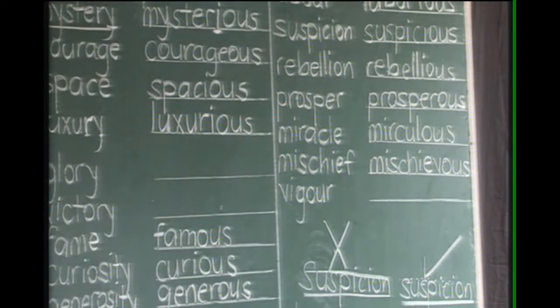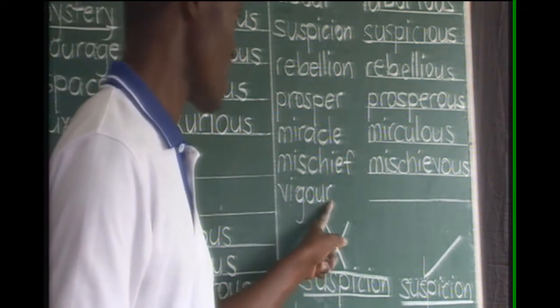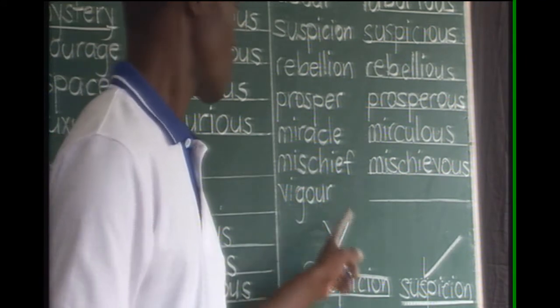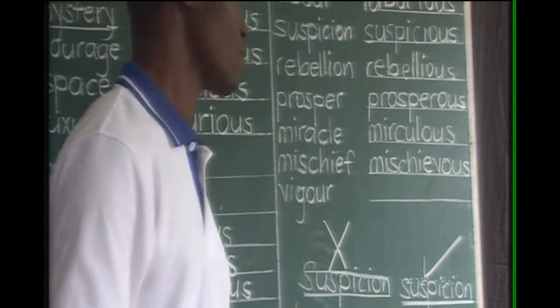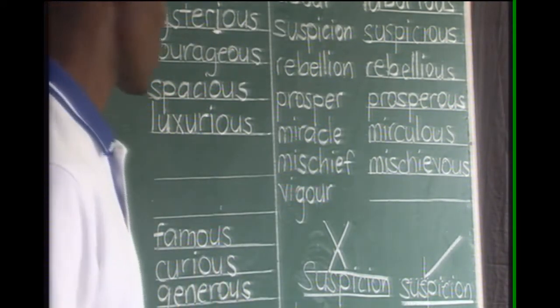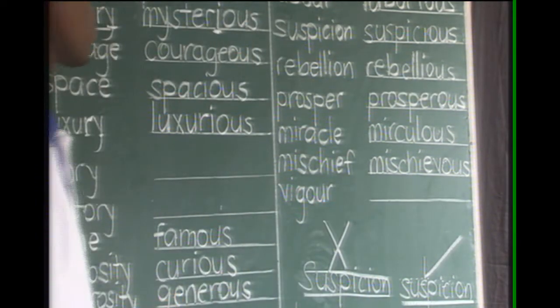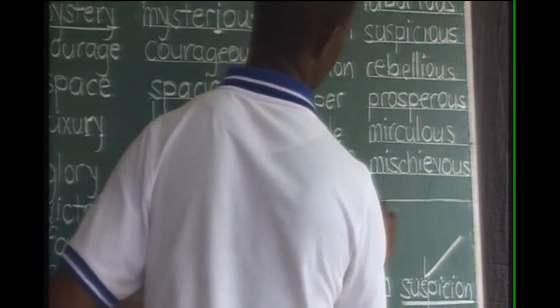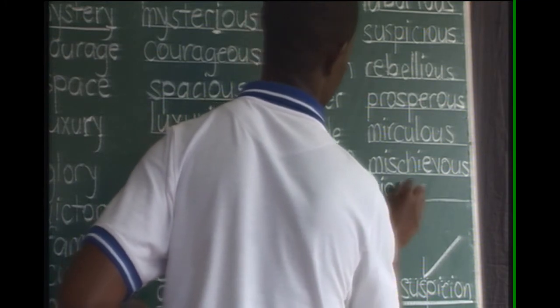Mischievous. Vigor. There are two vigors, as I can call them. We have vigor with a U before R, and vigor with no U before R. V-I-G-O-R is American English. V-I-G-O-U-R is British English. So, vigor changes to vigorous, with a lot of energy.